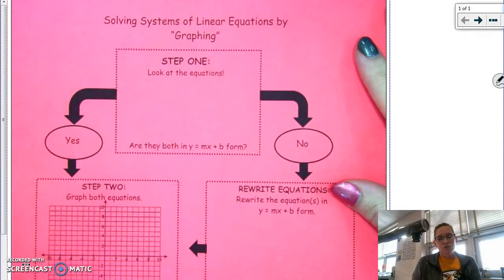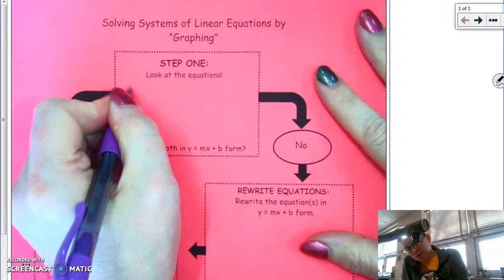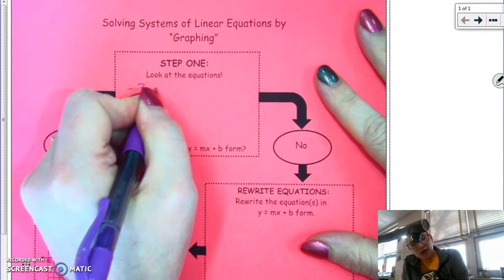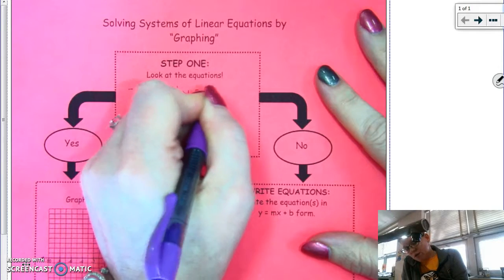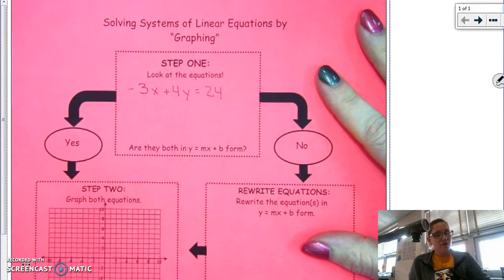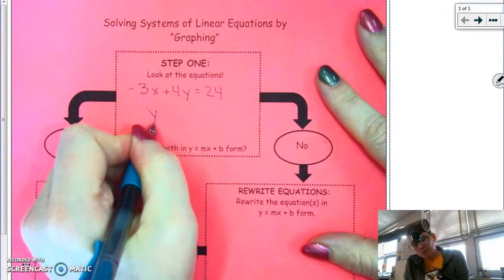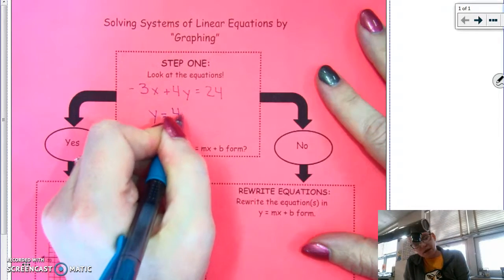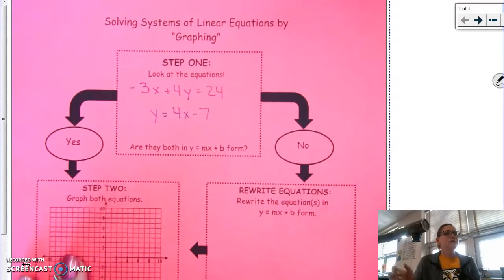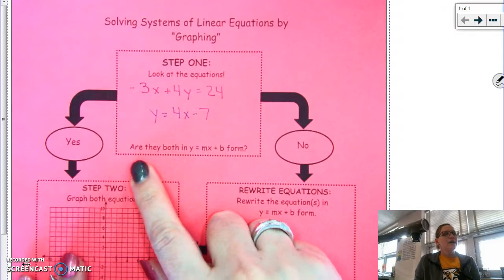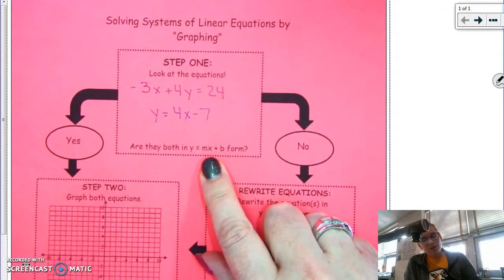Step one says look at the equations. Our first equation, I'm going to put in here, is negative 3x plus 4y equals 24. And the other equation we're going to look at is y equals 4x minus 7. The first thing we have to do when we see these two equations is ask ourselves, are they both in y equals mx plus b form?